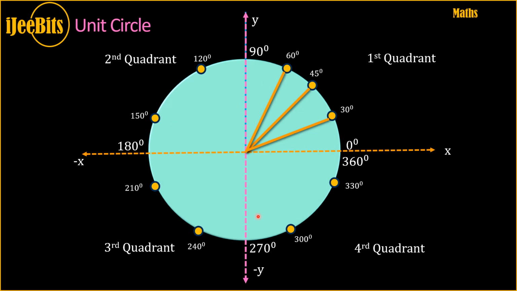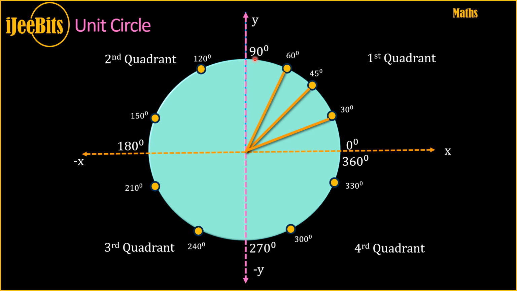So let's recap what we studied in the previous class. We have a unit circle. If you place the unit circle on your 2D Cartesian plane, you can see how the x-axis and y-axis split the circle. We have 4 quadrants: first quadrant, second quadrant, third quadrant, and fourth quadrant, right?